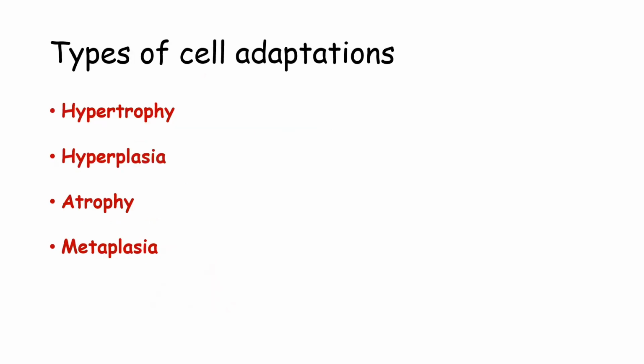So what are the types of cell adaptation? We have hypertrophy, hyperplasia, atrophy, metaplasia, and in some books dysplasia is there. In some books it is not there, because it's not there, we will deal with it in the neoplasia chapter. For now, we will deal with hypertrophy, hyperplasia, atrophy, and metaplasia.